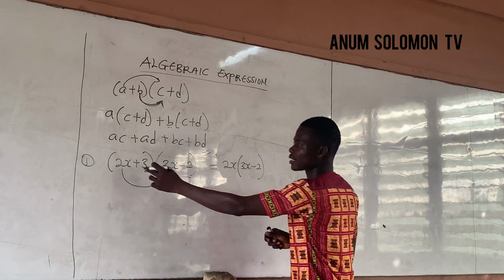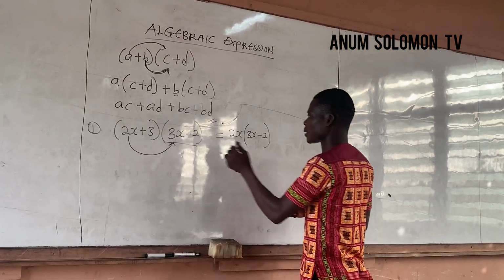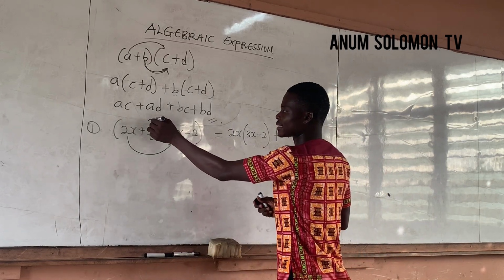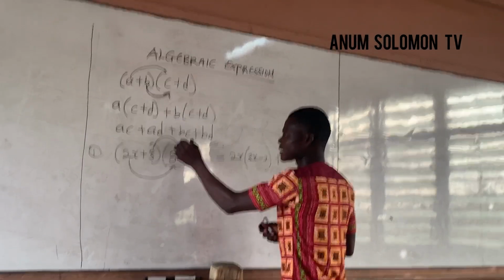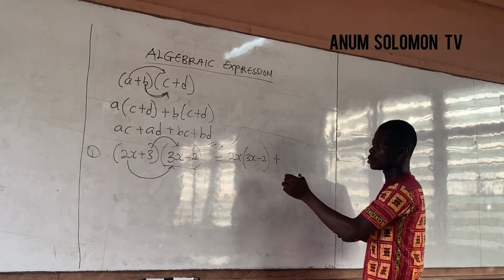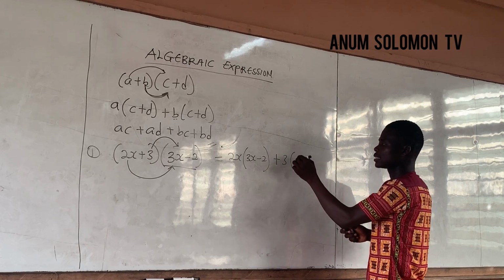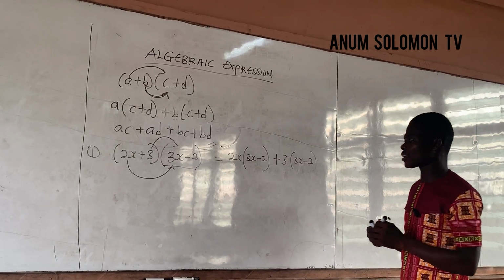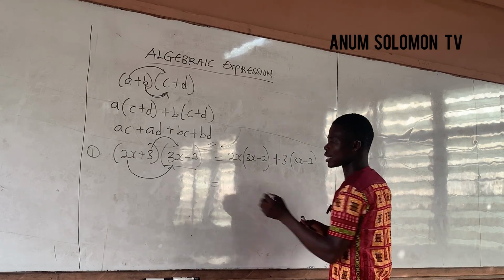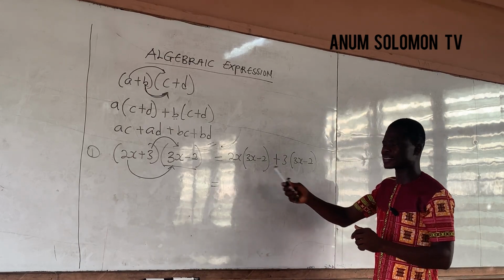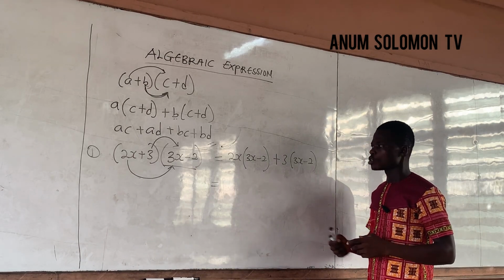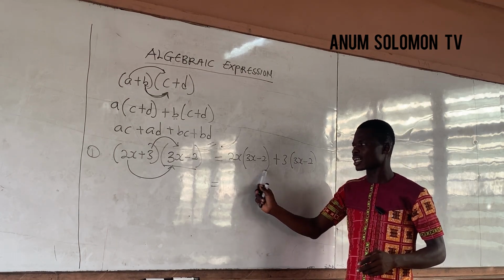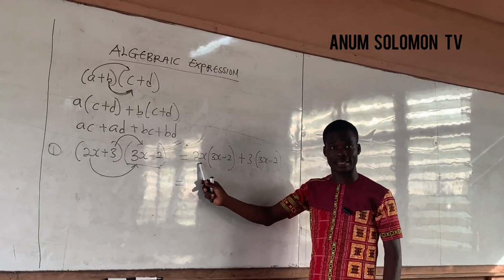After that, check the sign here. The sign here is plus. Bring that one here. Then take the second term in the first bracket to expand the same second bracket. We have 3(3x minus 2). After this, take your time and expand this bracket. You take the first term. When you consider the first bracket, the term outside is 2x.